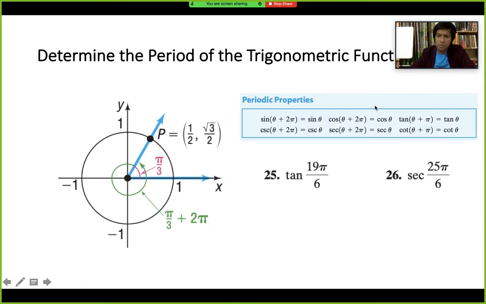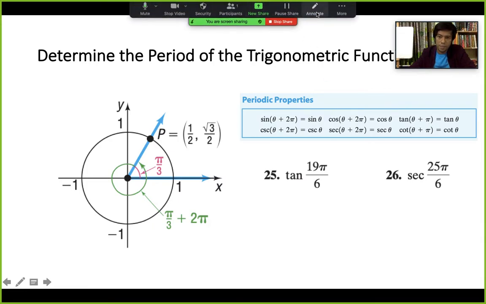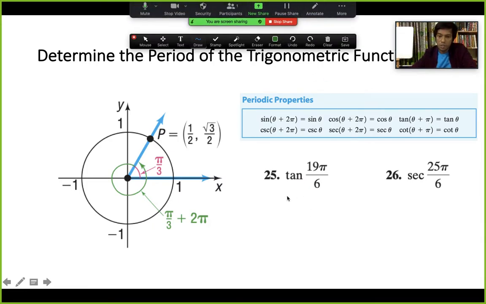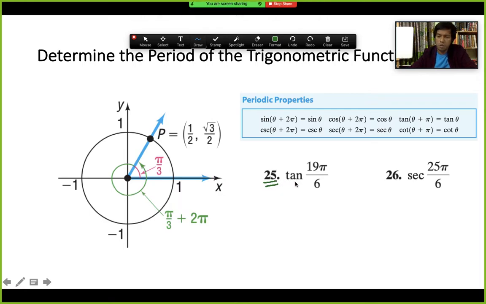Now, where we will use this periodic property, two examples are given here. This is number 25 from our section 6.3. How can we solve this? Let's see how this periodic property helps us. For the tan function, our period is pi. That means for every multiple of pi we will have the same tan value.